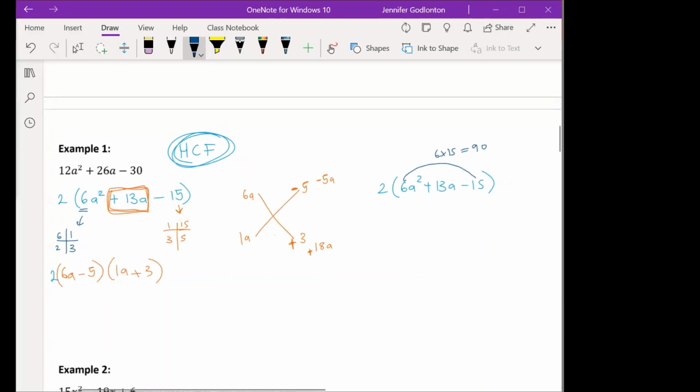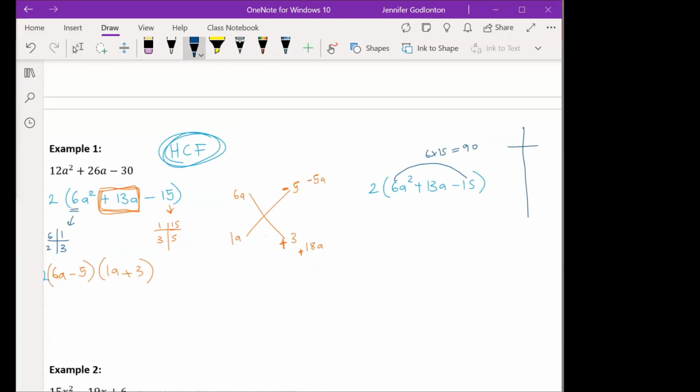Now we need to work with our factor pairs of 90. So we have 1 and 90, 2 and 45, 3 and 30, 4 doesn't go into 90, 5 and 18. And can we see? Ta-da! That's going to help me get to 13. So we're going to write it out like that. We're going to have our 2, and then inside here, we've got 6a squared minus 5a plus 18a minus 15.